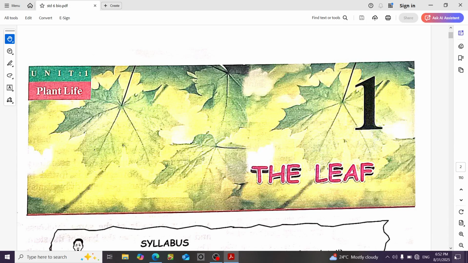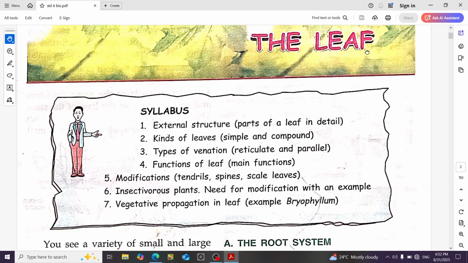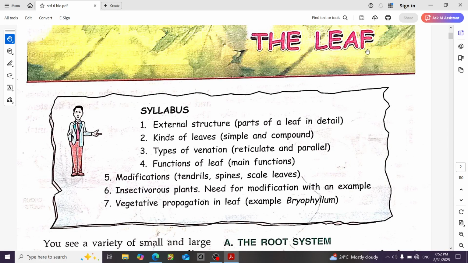Hello everyone. Let us start with this chapter, Unit 1, Plant Life, the leaf. So, what are we going to learn in this chapter? External structures, that are the parts of the leaf in detail, kinds of leaves, simple and compound, types of venation, reticulate and parallel, functions of leaf, the main functions, modifications like tendrils, spines, scale leaves, insectivorous plants, need for modification with an example, and lastly, vegetative propagation in leaf.